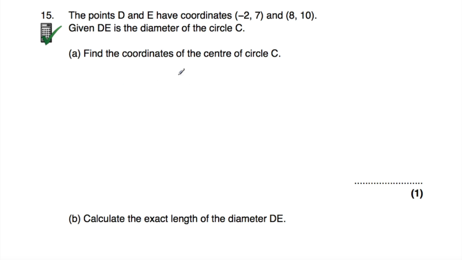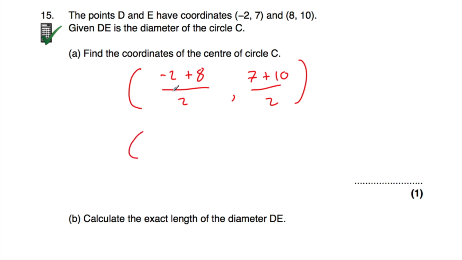So the midpoint of the diameter will be the centre of the circle, because if you've got a diameter, the middle of the diameter is the centre of the circle. So we want to find the midpoint of these two coordinates. To find the midpoint of two coordinates, you just add together the x coordinates and then half it, and add together the y coordinates and then half it. So we're going to do -2 plus 8 and then divide by 2. That'll give us our x coordinate for the centre of the circle, just finding the middle of -2 and 8. And then we're going to do 7 plus 10 divided by 2.